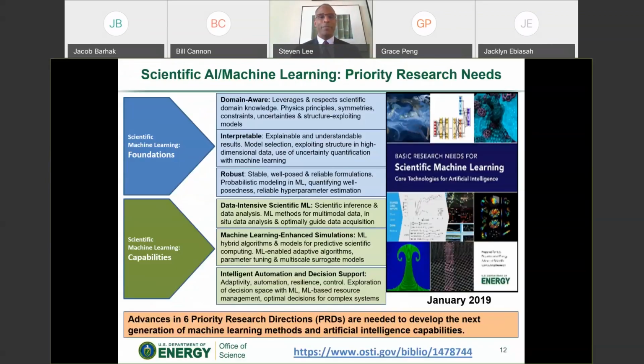So that gives a summary of the workshop report. Again, we looked at foundations and capabilities as shown on the left. For the 3 foundations, domain-aware, interpretable, and robust. And then for the capabilities that we are seeing that really spans the entire breadth of the DOE mission for analyzing data, for using machine learning coupled with simulations, and then controlling complex systems and doing some type of automation. So at the bottom there, you will see the URL for accessing the report and downloading it.